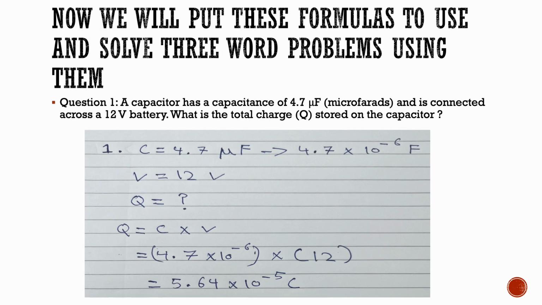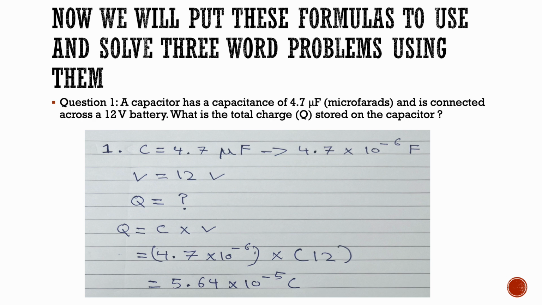Now we will put these formulas to use and solve three word problems using them to give you a better understanding of how to use these formulas in word problems. First question, a capacitor has a capacitance of 4.7 microfarads and is connected across a 12-volt battery. What is the total charge stored on the capacitor?